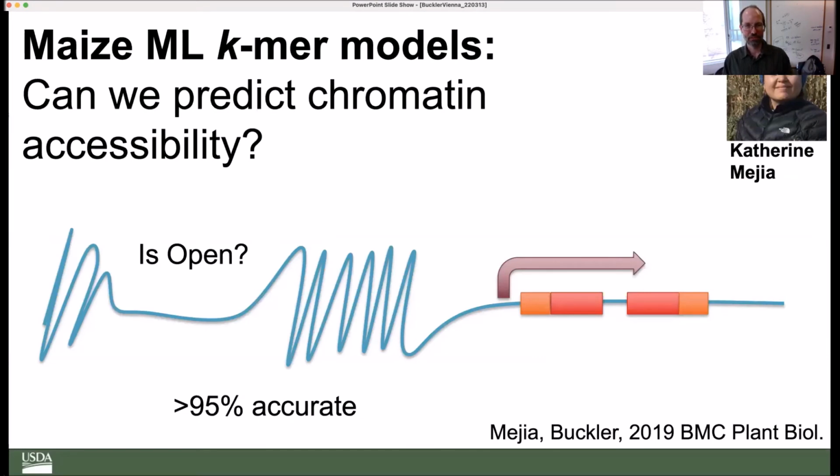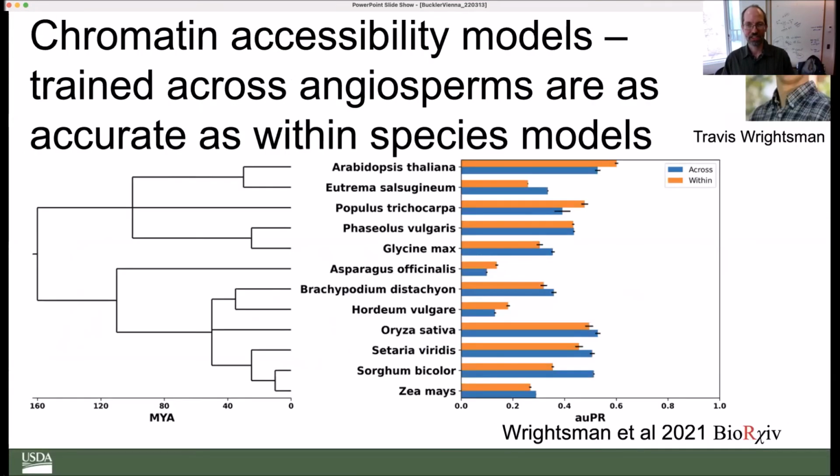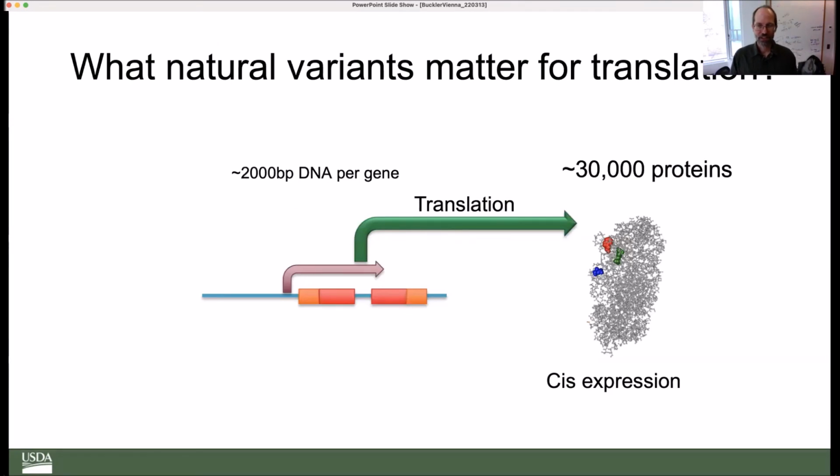Catherine also then created some models to predict open chromatin within maize, and those were quite accurate. And that then got followed up by Travis Reitzman in the group, who has a paper that's just coming out right now where he trained open chromatin models across 11 different species. And what he saw is that the within-species models were roughly as accurate as the across-species models. So again, this is suggesting that in general, we can do a fairly good job or create more universal models across all these angiosperms.